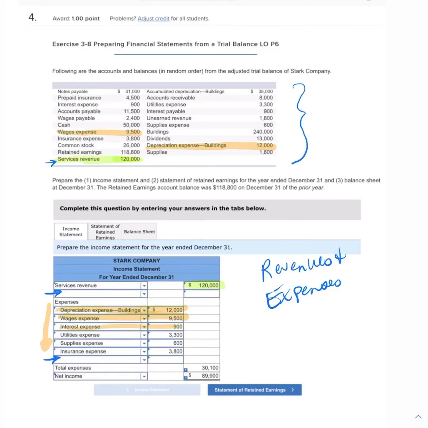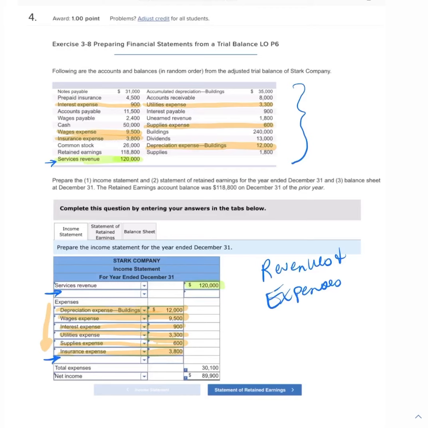Interest expense for $900. Interest expense for $900. Utilities expense $3,300. Utilities expense $3,300 right there. Next we have supplies expense for $600. And we'll just need to find that right here. Supplies expense $600. And finally insurance expense for $3,800 is right there.